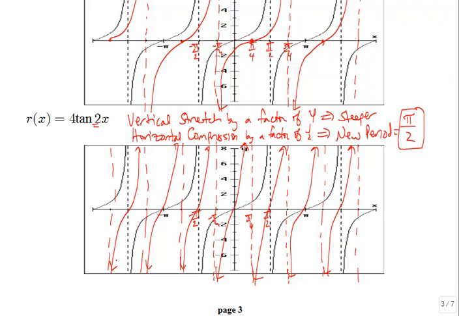So try to find your very first cycle by figuring out what your period is, taking half of that and going half that distance to the right for your first asymptote, half that distance to the left for your second asymptote. And once you know where those two asymptotes should go, then you're just going to equally space them to get all the other ones.